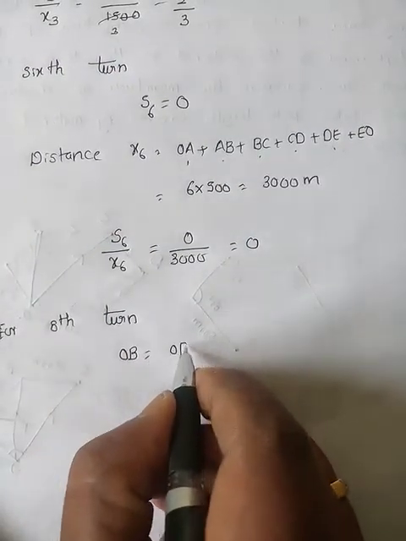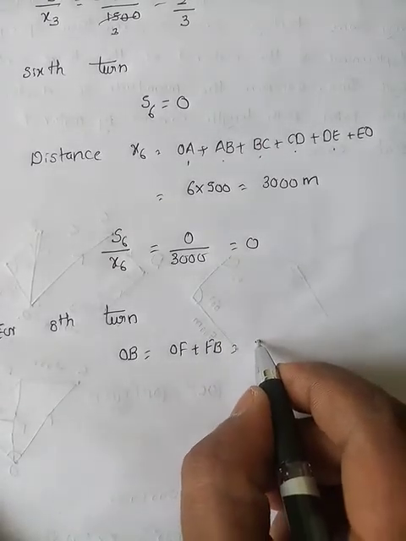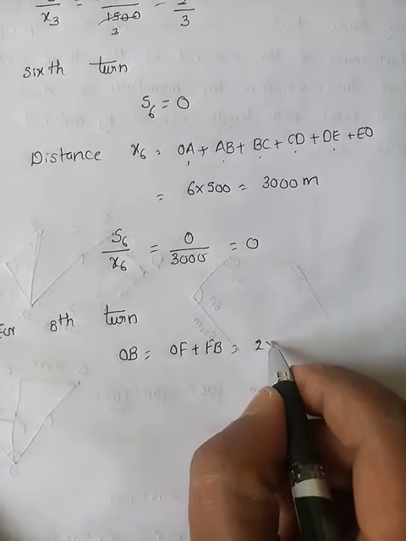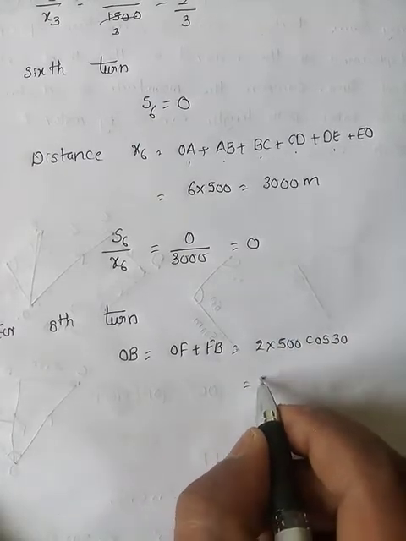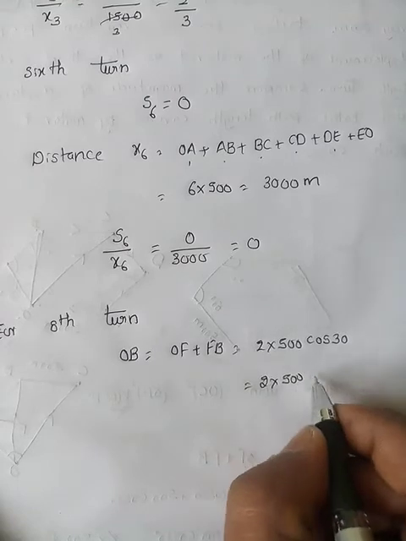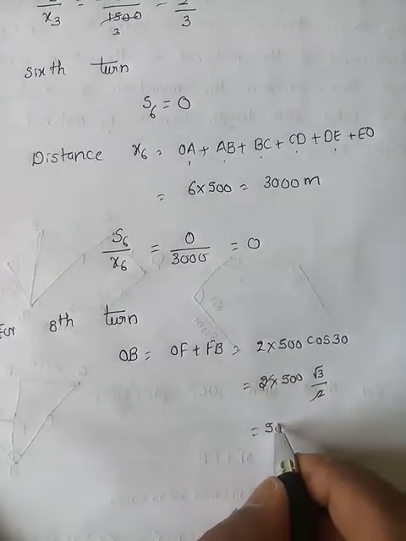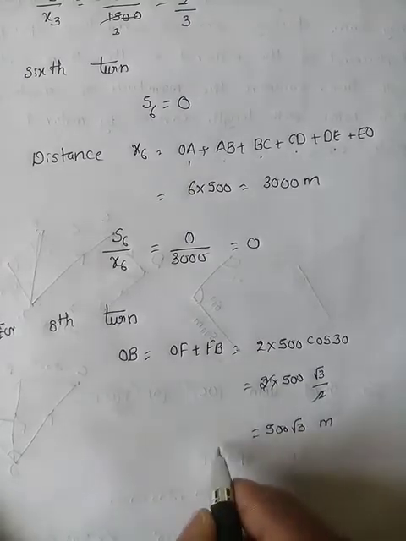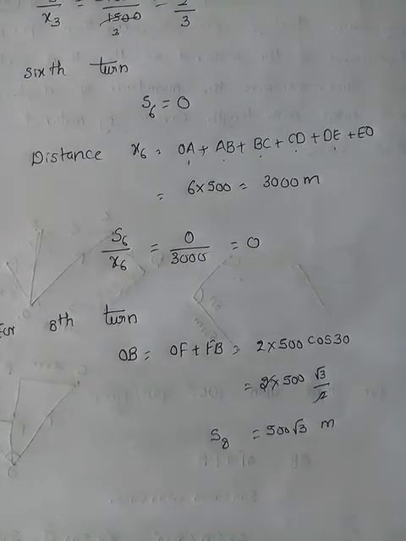OF plus FB, that is equal to what? 2 into 500 cos 30. 2 into 500 root 3 by 2. So how much? 500 root 3 meters. This is what? Displacement of the motorist after the 8th turn.